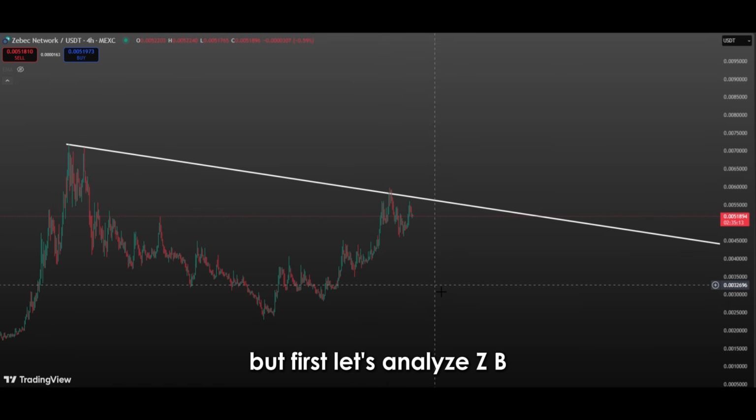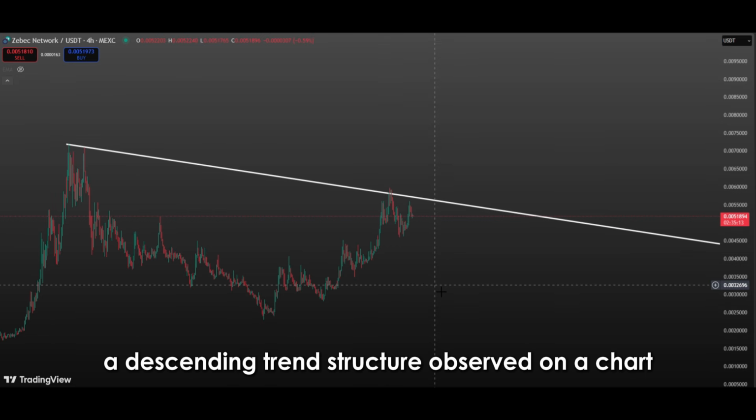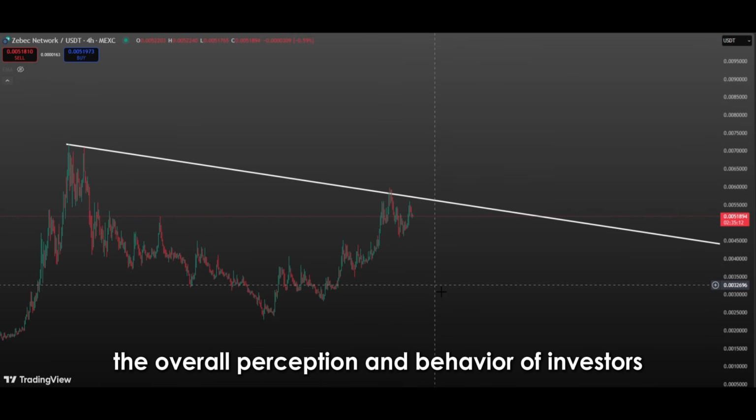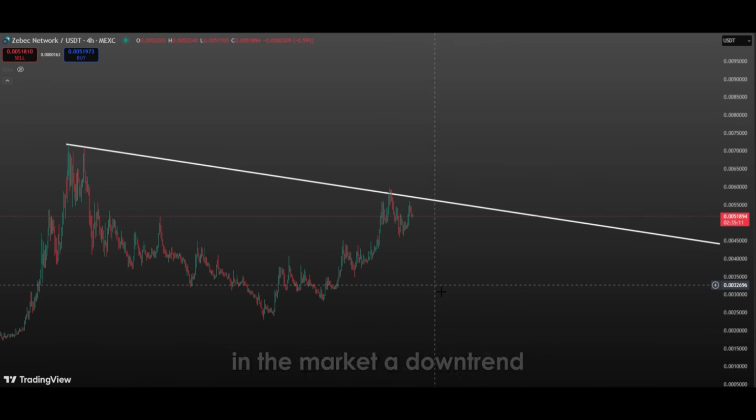But first, let's analyze Zbcn. A descending trend structure observed on a chart is one of the most significant technical analysis indicators that reflect the overall perception and behavior of investors in the market.